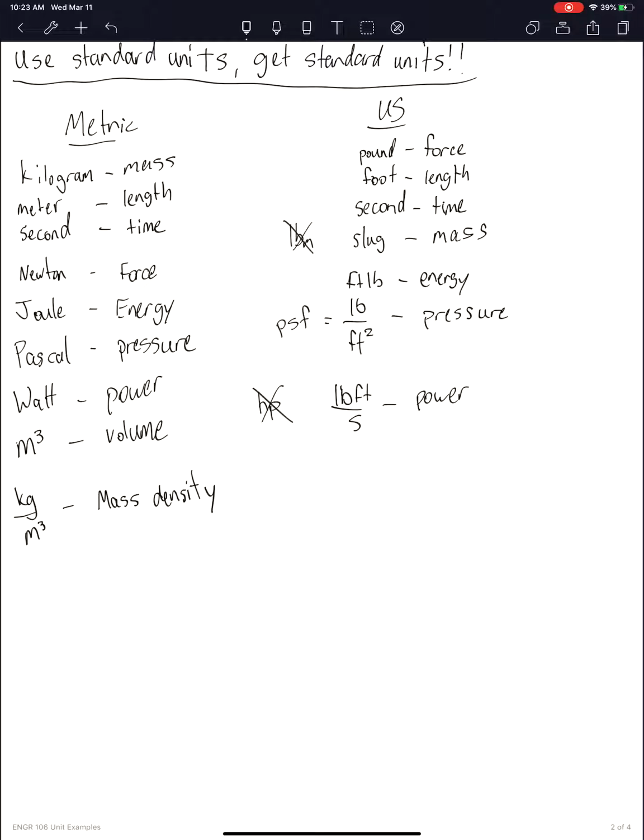So in the US, we have this recurring problem that the most commonly used unit is non-standard for calculation. After power, we can talk about volume. Volume is pretty straightforward, cubic feet. And mass density would just be the slug per cubic foot.